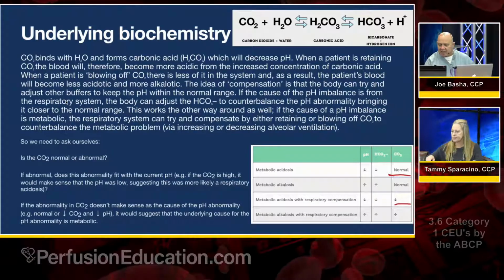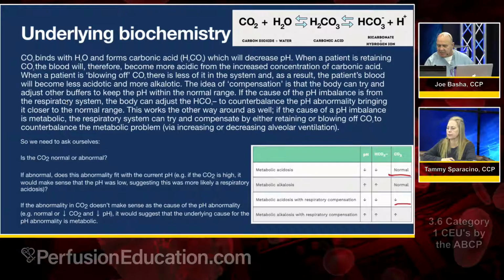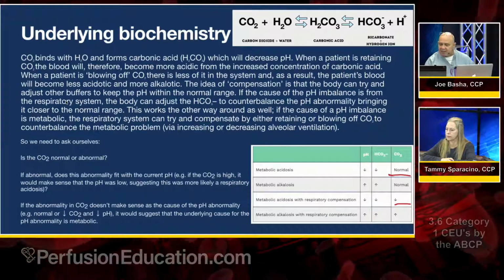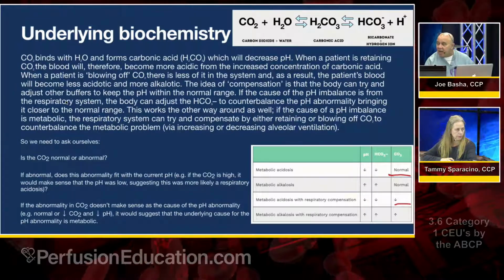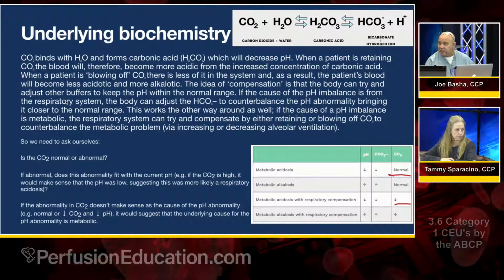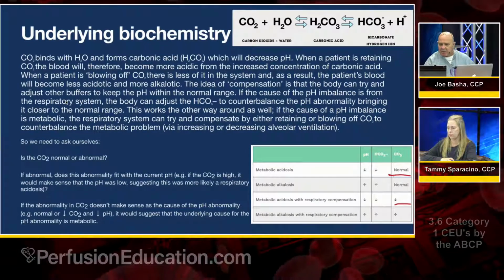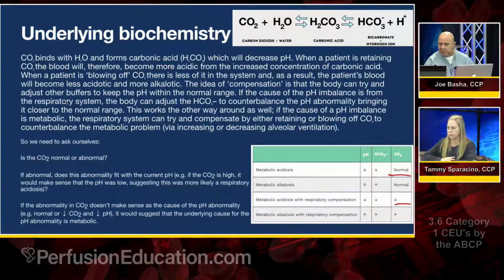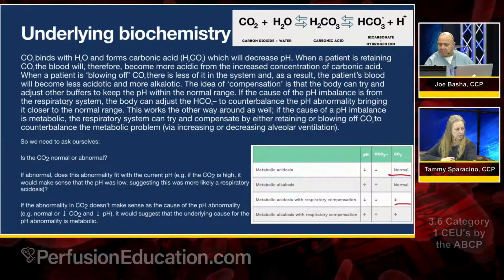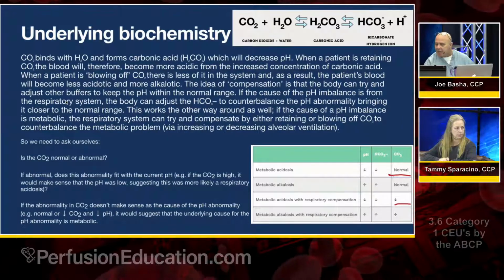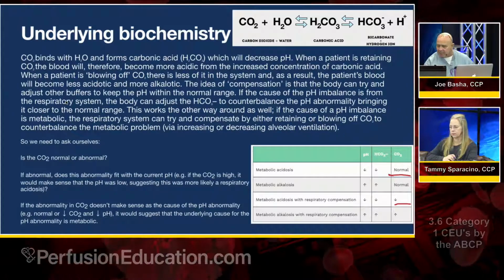If the abnormality in CO2 doesn't make sense as the cause of the pH abnormality, for example a pH of 7.29 and a PCO2 of 35, that doesn't make sense because you would expect the pH to be 7.45. With a normal CO2 and decreased pH, it would suggest that the underlying cause of the pH abnormality is metabolic. But you can have compensation. We're going to talk a little bit more about that.